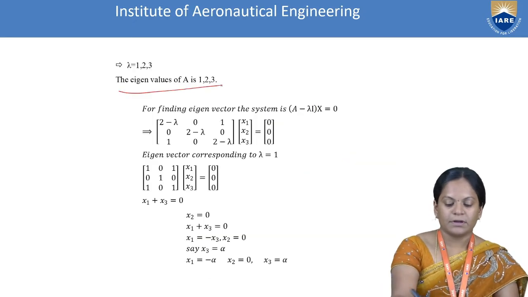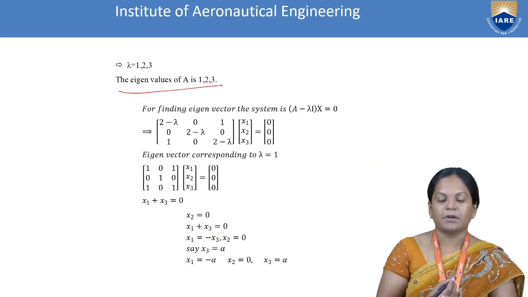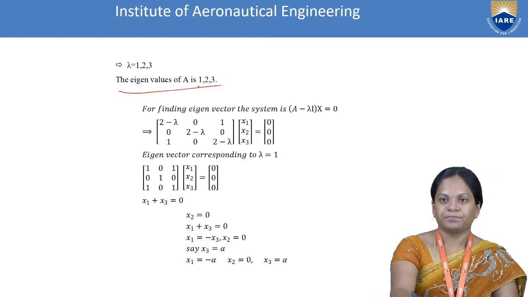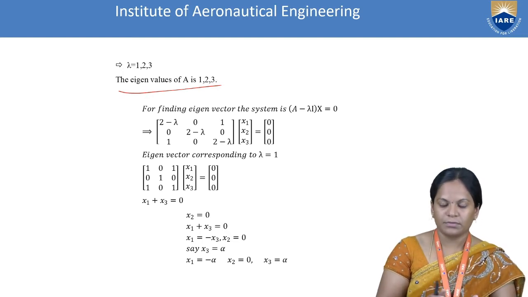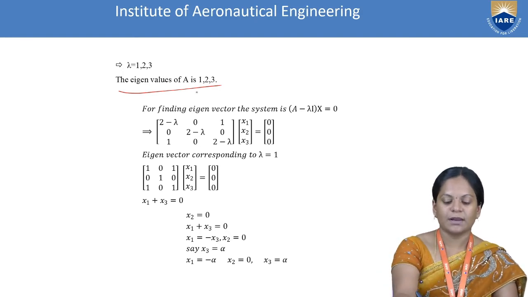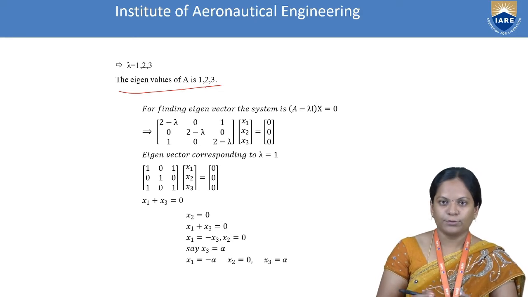Corresponding to each and every lambda, we have to find the eigenvector. By solving the characteristic equation, we will definitely get 3 roots. Sometimes the roots are equal, sometimes the roots are distinct. Here we got 3 distinct roots, the lambda values 1, 2, 3. Corresponding to each and every lambda, we will find the eigenvector.